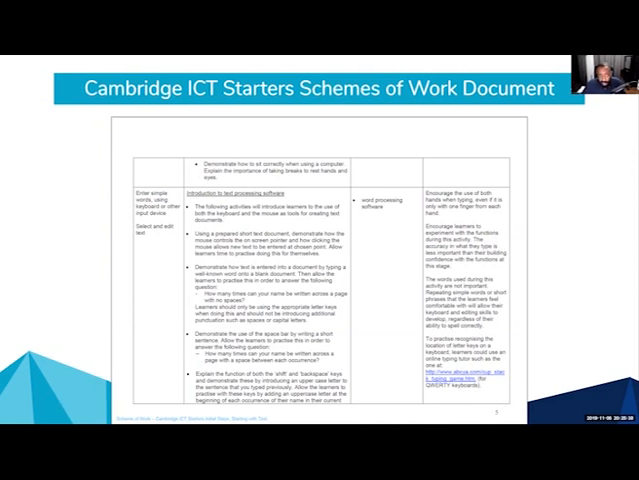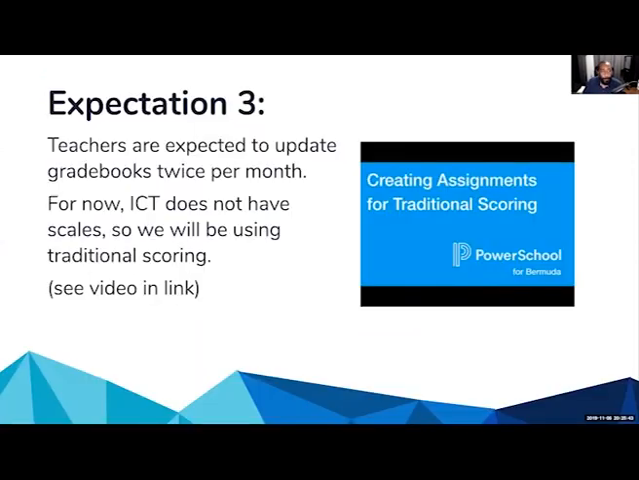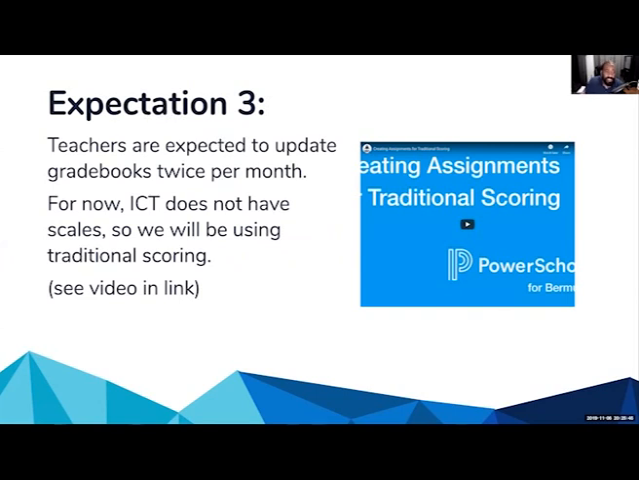Let's see, next slide. So more teacher expectations. Teachers are expected to update gradebooks twice a month. For now, ICT does not have scales, so we will be using traditional scoring. This is not from me. This is from the commissioner as part of my monitoring criteria. So if I'm monitoring ICT, one of the things that I need to monitor is that teachers are updating their grade books twice a month.